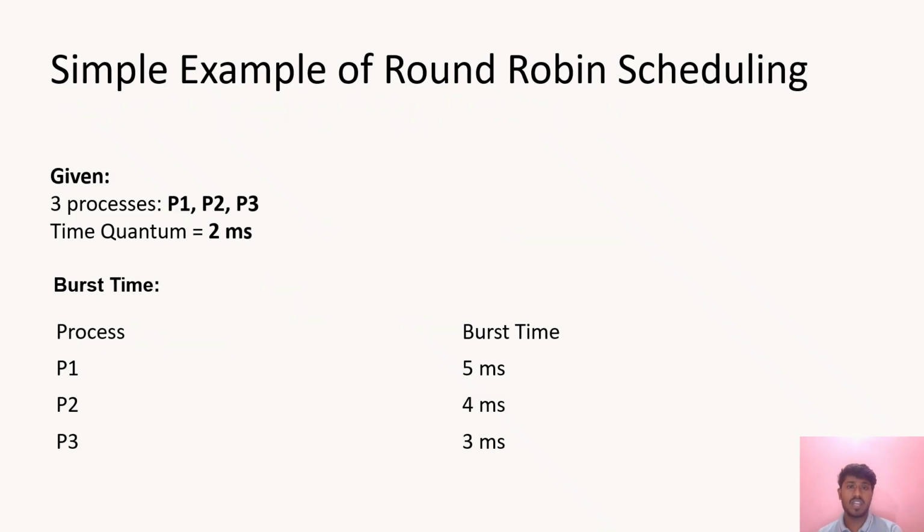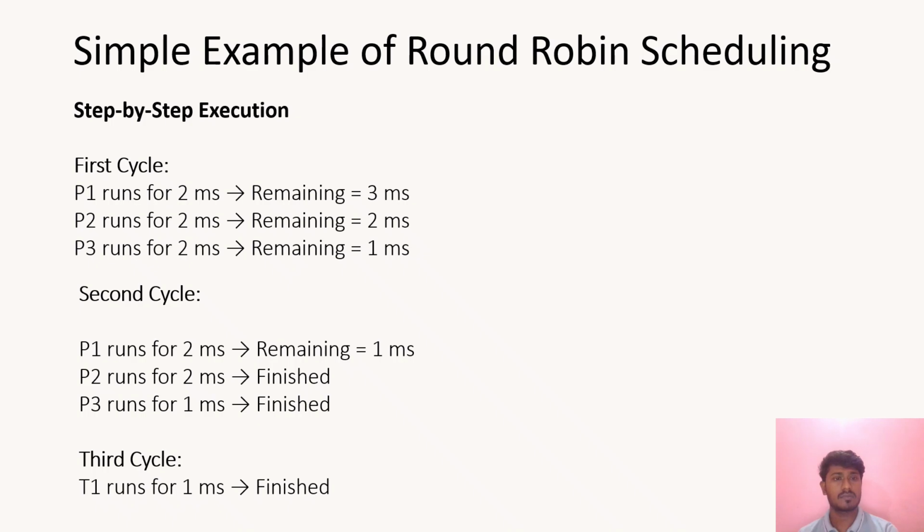Now we'll see a simple example of the round-robin scheduling algorithm. Given three processes P1, P2, P3, with a time quantum of 2 milliseconds. Burst times: process 1 is 5 milliseconds, process 2 is 4 milliseconds, process 3 is 3 milliseconds. Now we'll solve it with step by step execution.